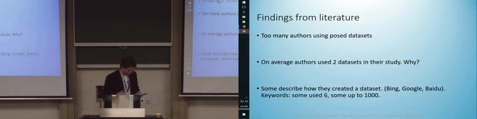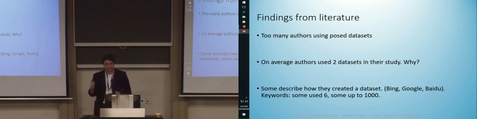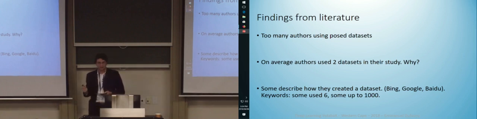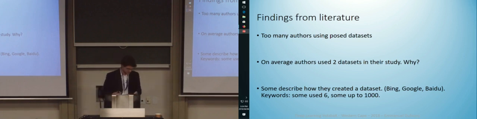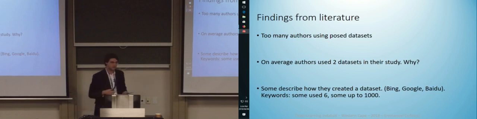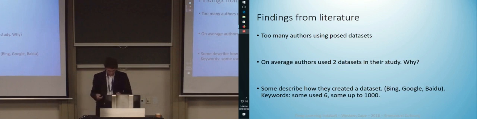In terms of the literature, a lot of authors, as I mentioned, are using these posed data sets. On average, authors reported on 2 data sets. Why is this the case? Think about the no free lunch theorem. Is it sufficiently okay and representative to report your results on just 2 data sets? Some of the authors describe the way in which they create these data sets, 2 of which, so one of the 2 used 6 keywords, and the other used up to 1,000 in 6 different languages. And they use Google, Baidu, and Bing to collect the images.